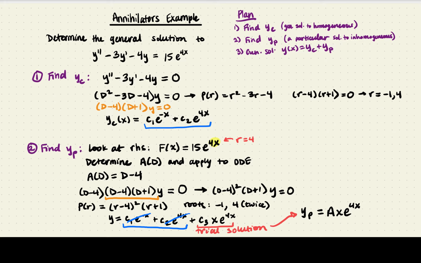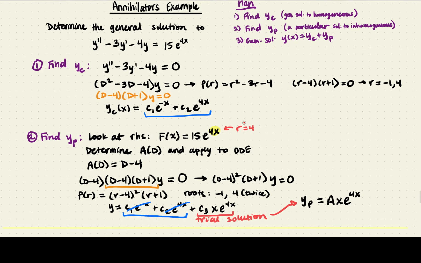Our next step is going to be to substitute this trial solution into the original ODE and figure out what this constant A needs to be in order for us to satisfy the ODE. Okay. So I'm going to go ahead and scroll down for that.